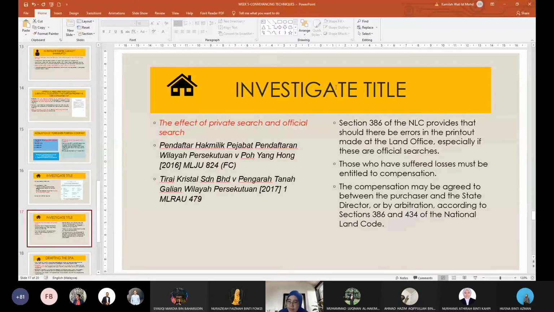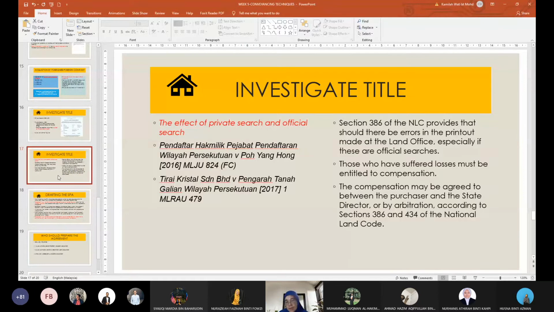But the court held that there is no difference between private search and official search because all the information in the register is actually under the responsibility of the land office. So you can read for the details of these two cases, on the effect of private search and land search or official search. Okay. So now we have done searches, we have done search on parties, we have done search on land.